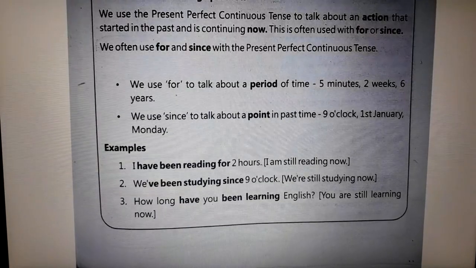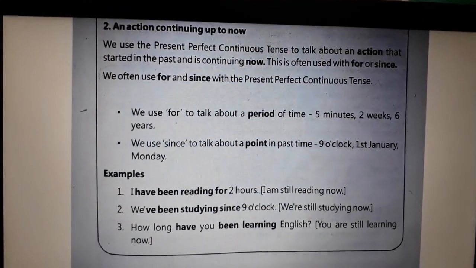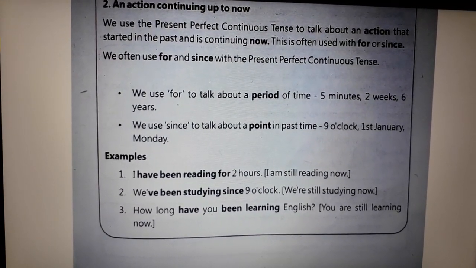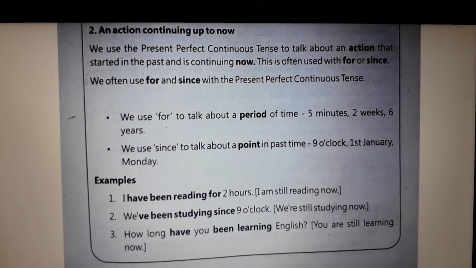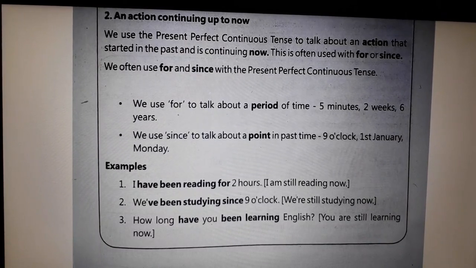Next. Number two, an action continuing up to now. An action that is continuing up to now. We use the present perfect continuous tense to talk about an action that started in the past and is continuing now. That is often used with for or since.